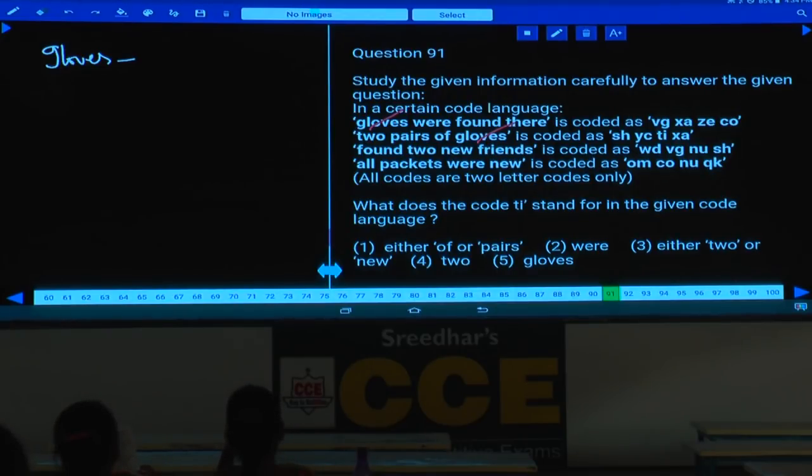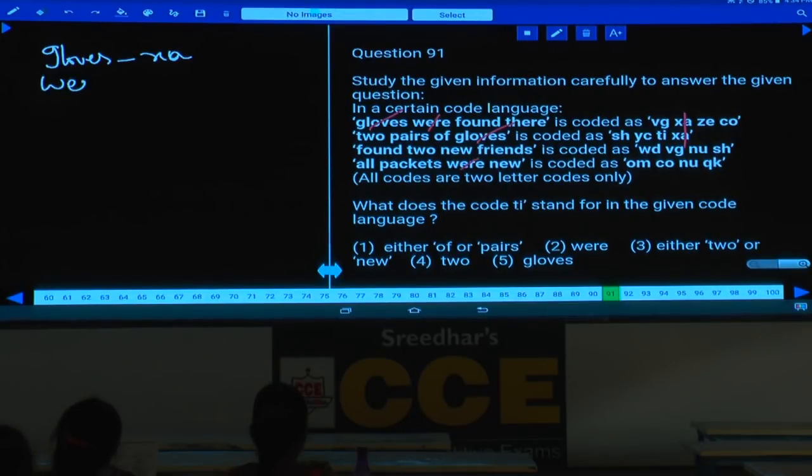VGXAZECO. And gloves is common and VG is not there. XA is the word which is common, and the code to the word gloves is XA. Then coming to this one, the first one and the third one cannot be compared because there is no word which is common between these two. Then if you compare the first and the fourth, were found there, and where is the word which is common between these two? As where is common between these two, then what is the code common here? The code is CO is common, and the code to the word where is CO.